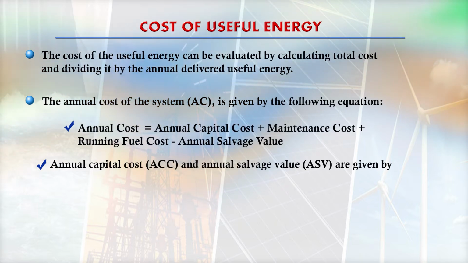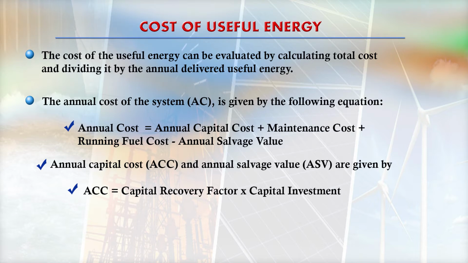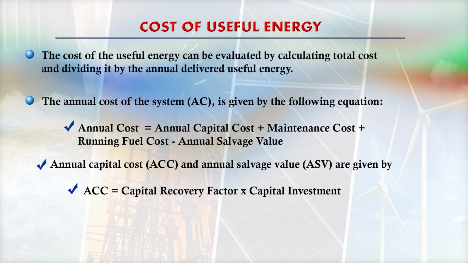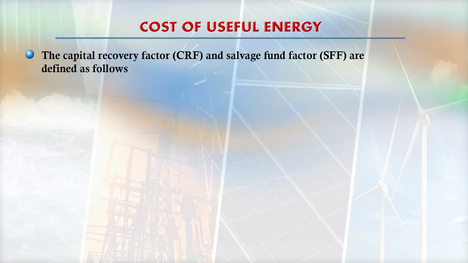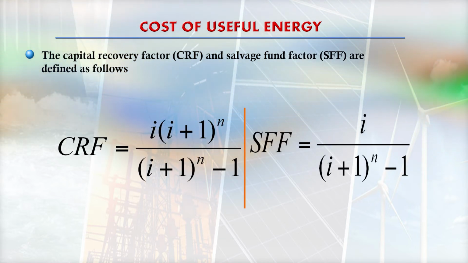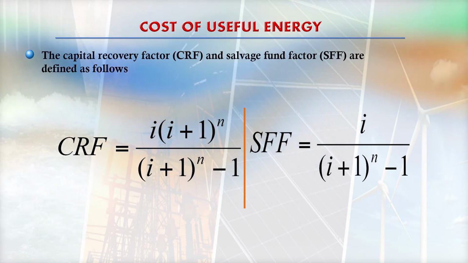Then we have to calculate the annual capital cost. Annual capital cost can be calculated by multiplying the capital recovery factor by the capital investment. Then annual salvage value can be calculated by multiplying the salvage fund factor by the salvage value. The capital recovery factor can be calculated by using this formula: I times (I plus 1) to the power n, divided by (I plus 1) to the power n minus 1.